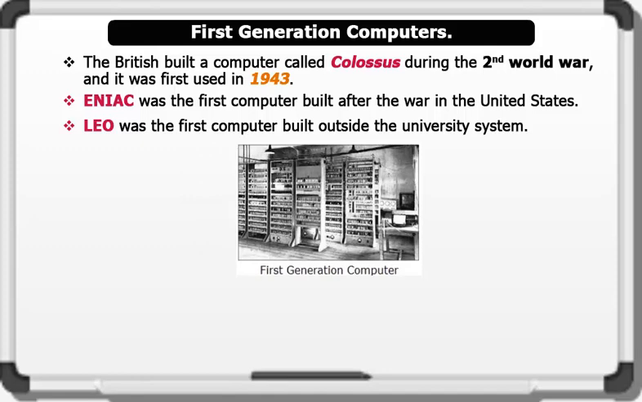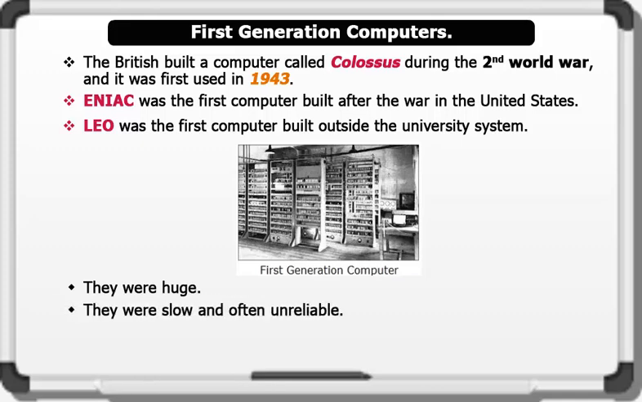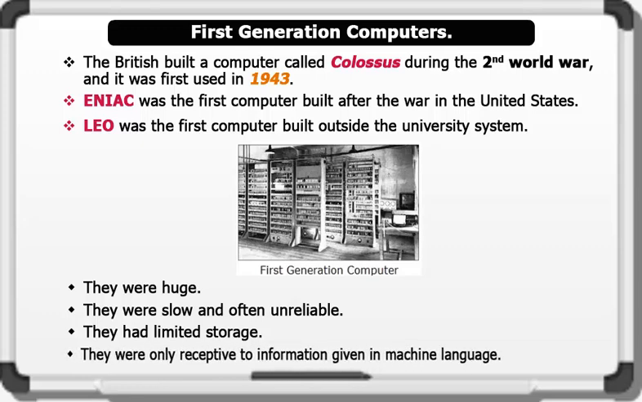Some features of the first-generation computers include: 1. They were huge. 2. They were slow and often unreliable. 3. They had limited storage. And 4. They were only receptive to information given in machine language.